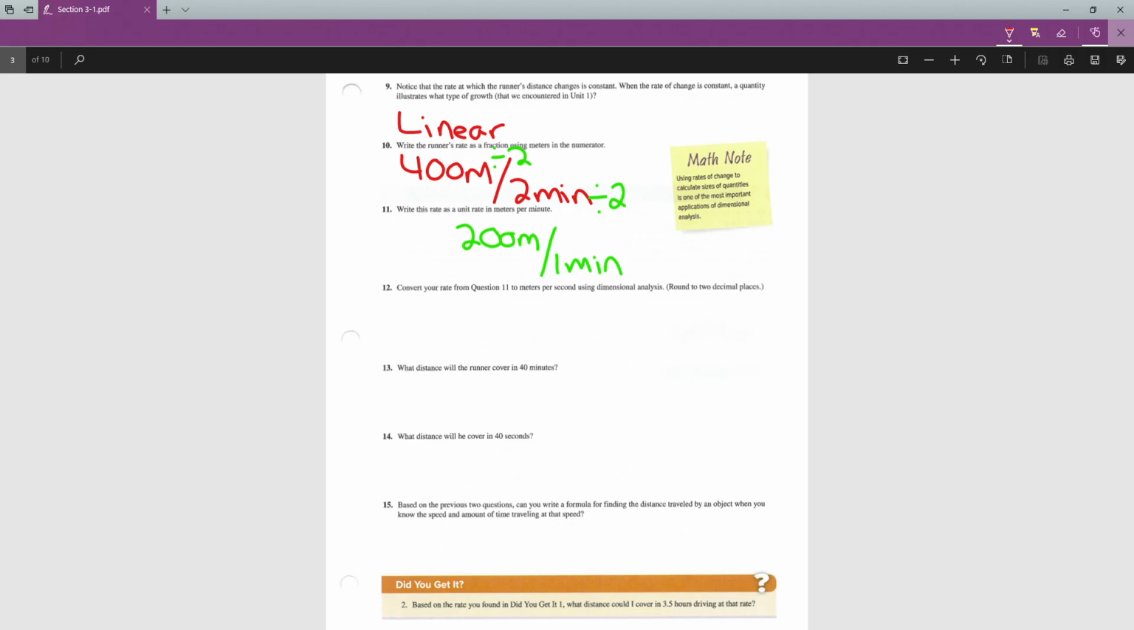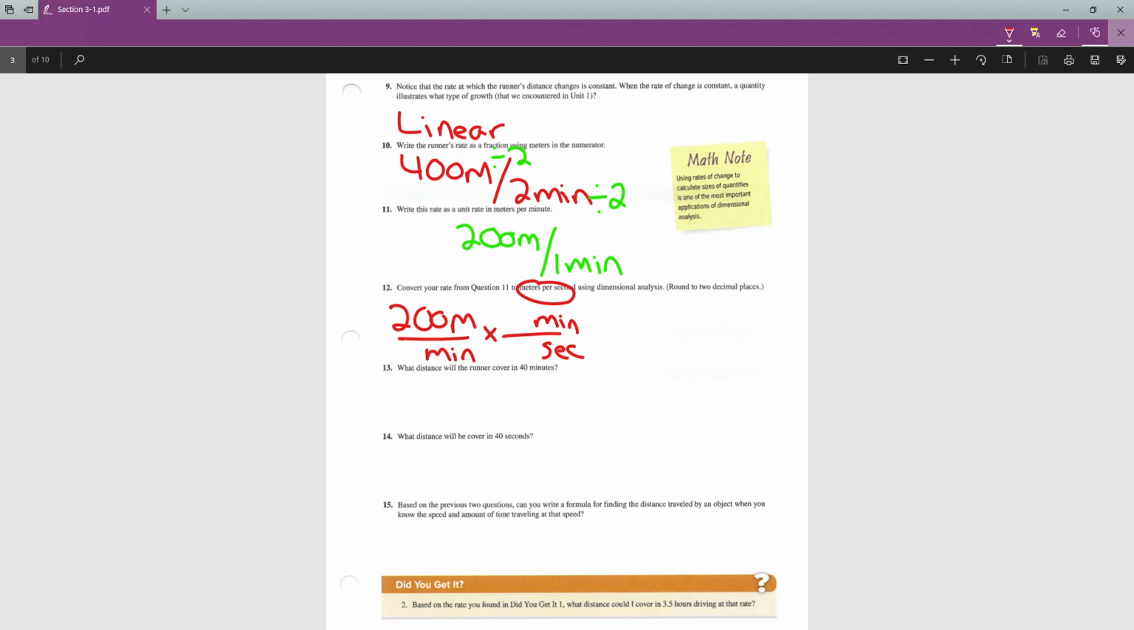So that gets us through number 11. Number 12 says to convert your rate to meters per second using dimensional analysis, so stuff that we had done back in the last unit. I want to take 200 meters per minute, and I'm trying to convert into meters per second. So I'm happy to keep my meters where they are. I want my minutes to go away, so I need minutes on top, seconds on the bottom.